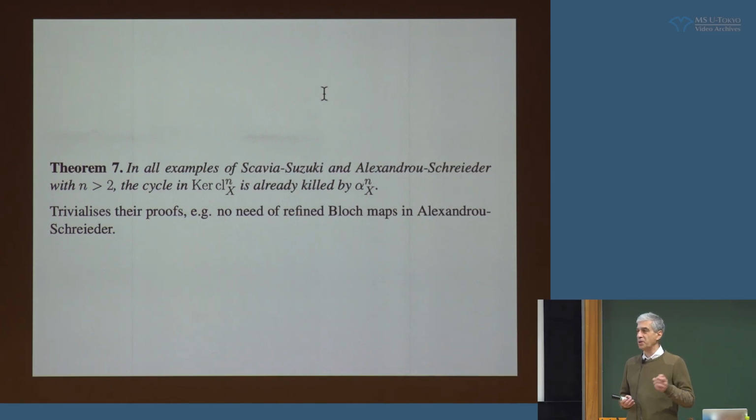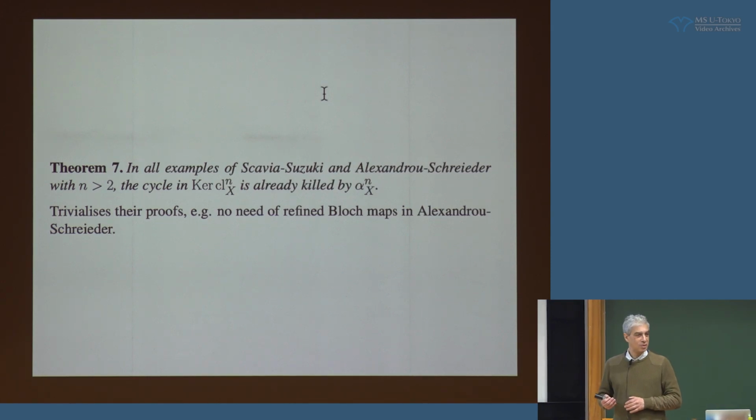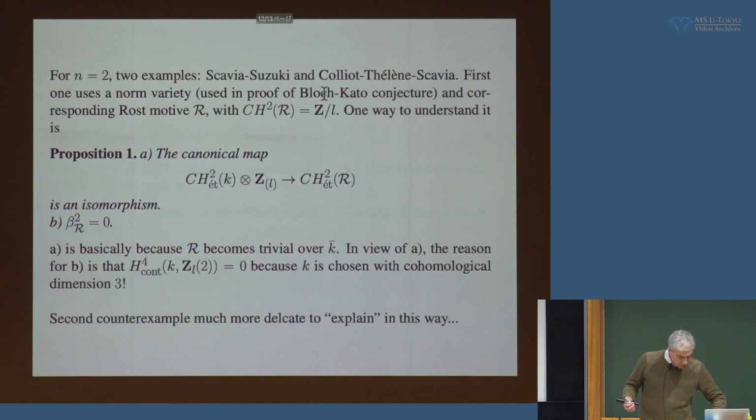It's much easier to work with étale motivic cohomology than with l-adic cohomology. So, for example, Alexandrou and Schreieder introduce what they call refined Bloch maps, and they are not necessary because this vanishing has nothing to do with continuous étale cohomology. It's just a matter of étale-Chow groups. Then, for n equals 2, there are basically two examples.